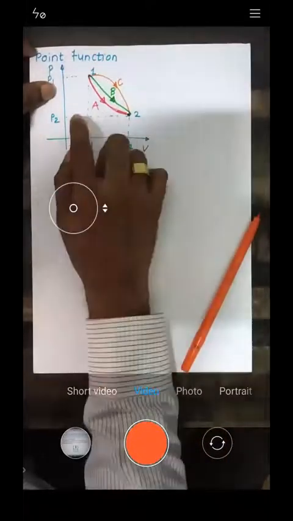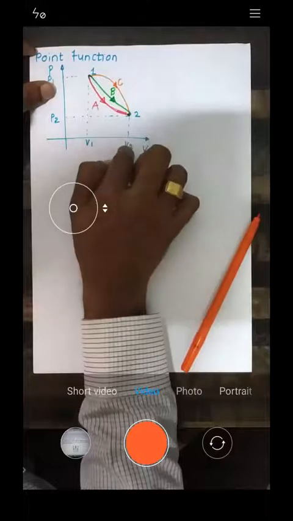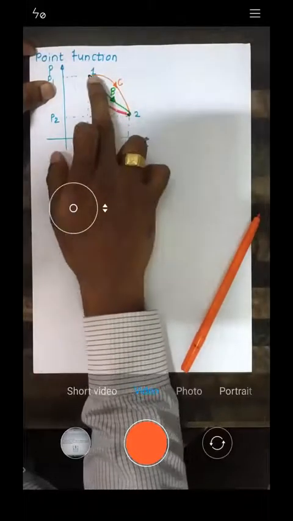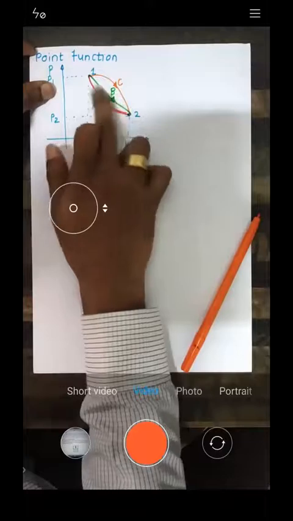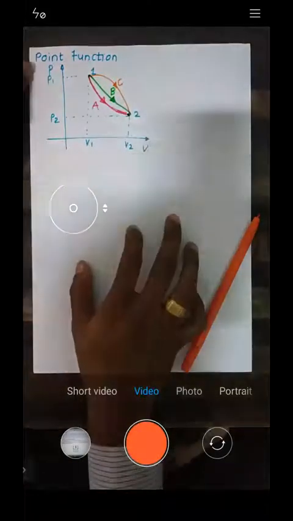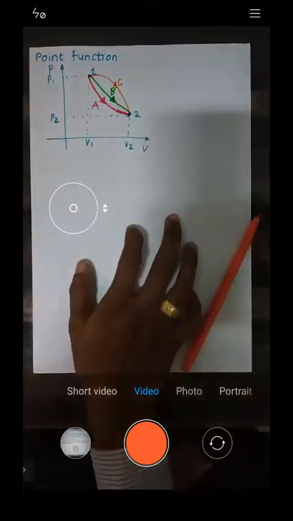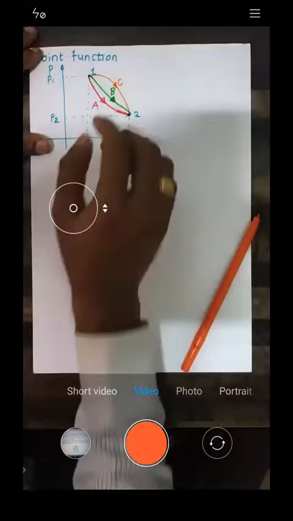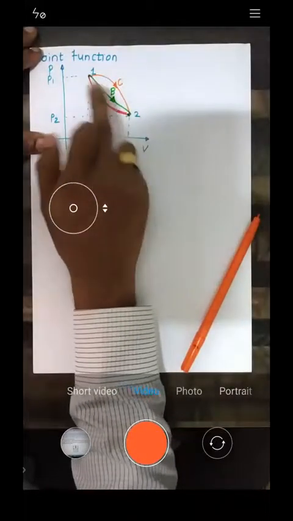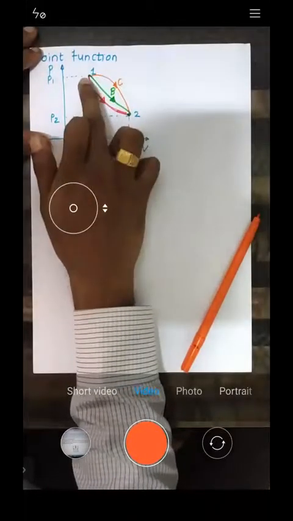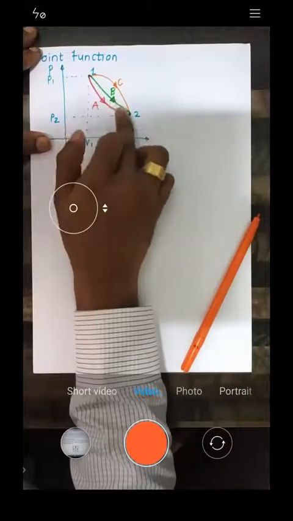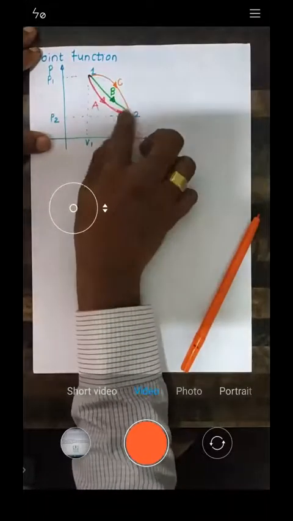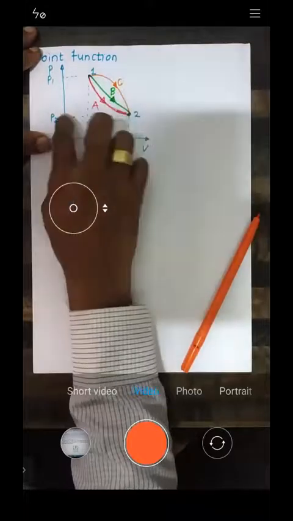No, sir. Whether the value of P2 and V2 will depend upon the path like A, B, or C. Is it a case? No, sir. See, whether you move from point number 1 to 2 through path A or through path B or through path C, you're going to reach the same point, that is P2, V2.